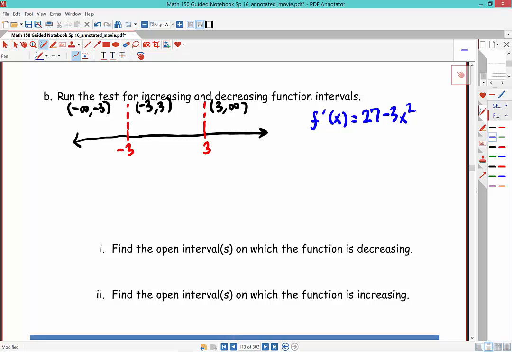Good. You're going to find a test number in each of these intervals. It can be any number in the interval except one of the critical numbers. So what should we pick? Well, how about -4 on this one? We'll do that as our test number. And then 0 might be good in this interval, and then 4 might be good in this interval. So f prime at -4 is equal to 27 minus 3 times -4 squared.